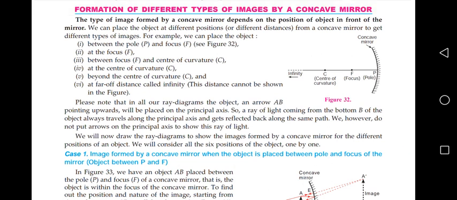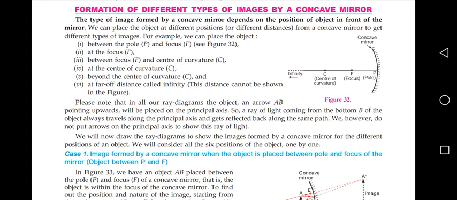In this video we shall discuss the formation of different types of images by a concave mirror. The type of image formed by a concave mirror depends on the position of the object which is placed in front of the mirror. So there can be different positions for an object placed in front of a concave mirror, and you are going to get different types of images. So let us look at where all we can place the object.